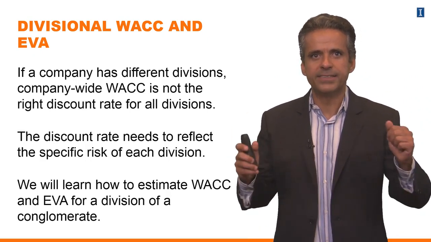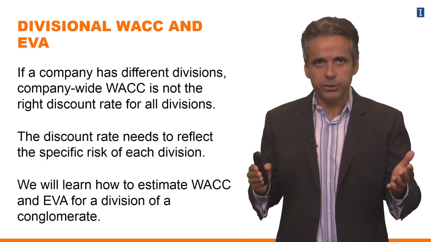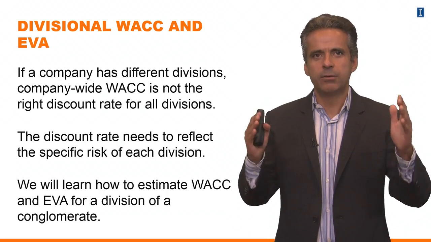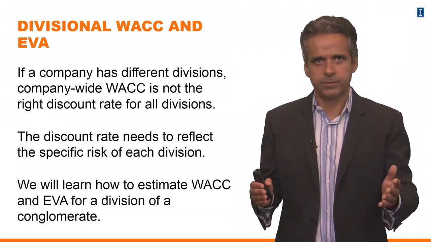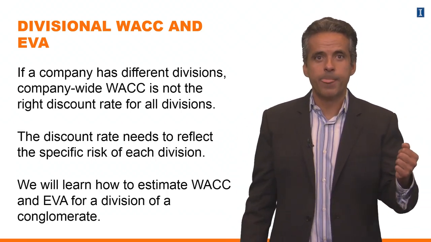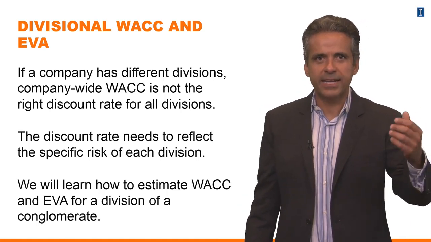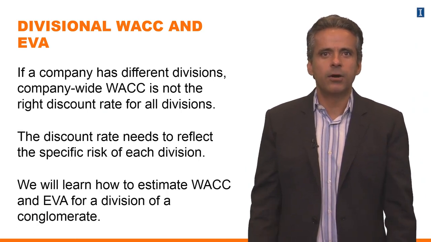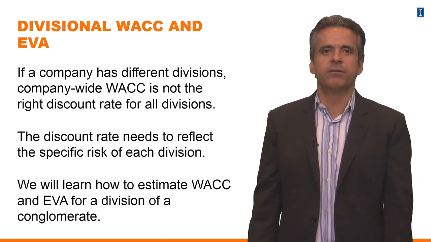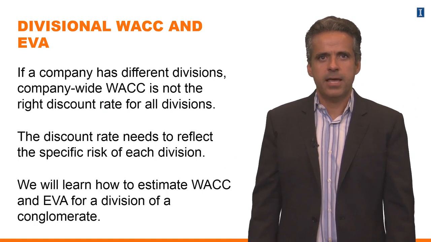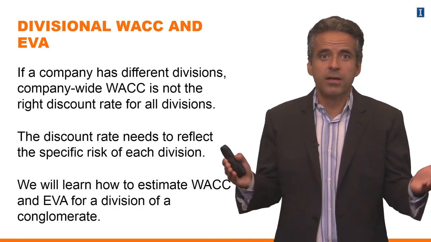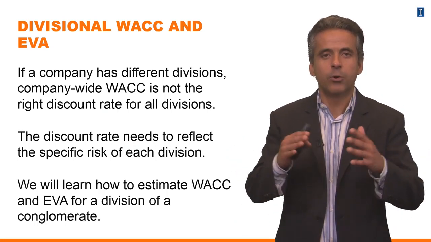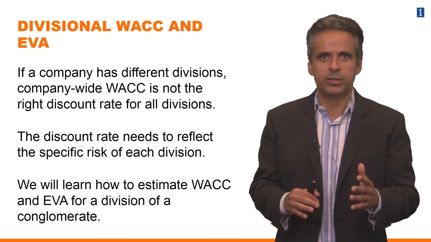The general point is that if a company has different divisions, the company-wide cost of capital is generally not the right discount rate for all of them, okay? Remember the initial idea. Discount rates have to reflect the specific risk of each project, right? In this case, the discount rate has to reflect the specific risk of each division, right? And if a company has many divisions, then all hell breaks loose. The answer may be no. Maybe the company-wide cost of capital is not doing the right job, right?